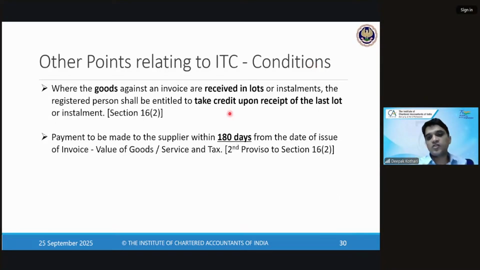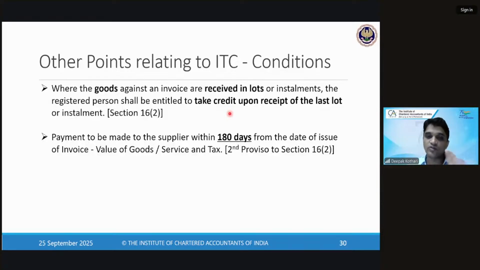And payment is to be made to the supplier within 180 days. कि आपने credit all the conditions claim तो कर लिया है, but ये second provision to section 16 तो बोलता है कि आपको पार्टी को पेमेंट करना है within 180 days. कब से 180 डेज? इनवॉइस आया है, इनवॉइस से 180 डेज. 1 जनवरी को इनवॉइस आया है, 30 जून को आपको पेमेंट करना है.